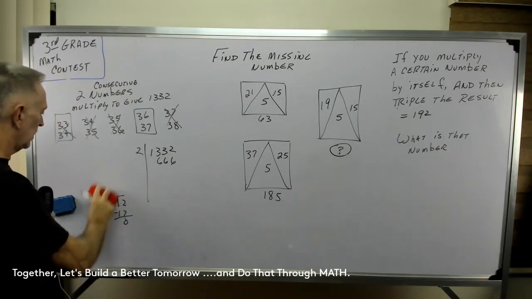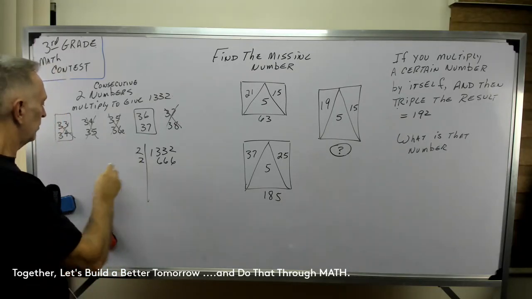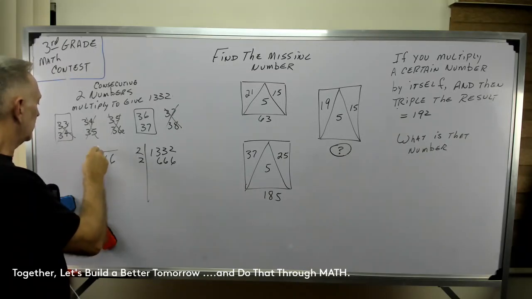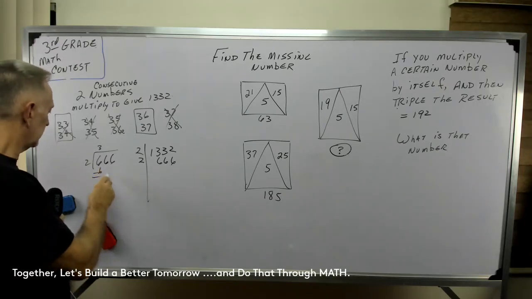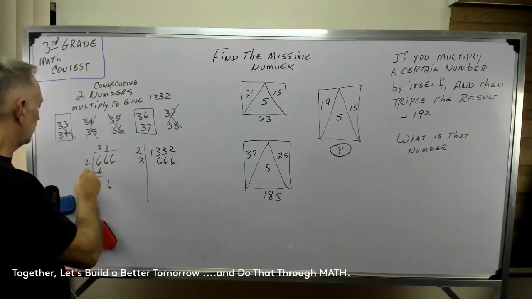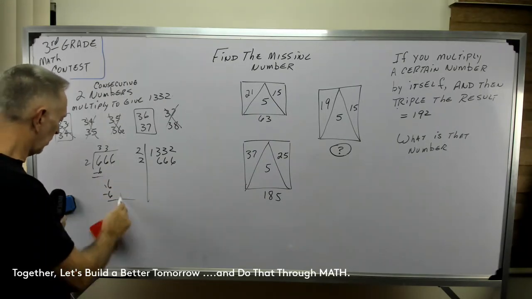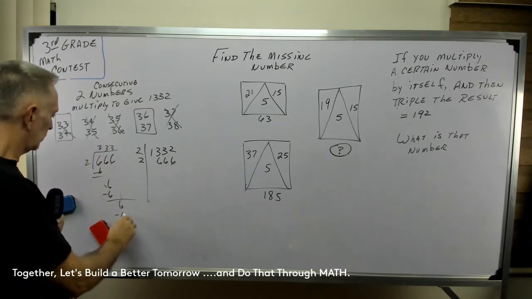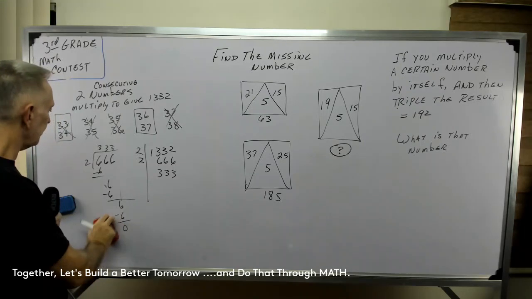Okay? Well, that's also an even number. So I could divide that one by 2. So 666 divided by 2. 2 will go into 6 3 times. 3 times 2 is 6. 6 minus 6 is 0. Bring down this next 6. That'll go 3 times. 3 times 2 is 6. 6 minus 6 is 0. Bring down the other 6. That'll go 3. 3 times 2 is 6. 6 minus 6 is 0. So 666 divided by 2 is 333. Okay?